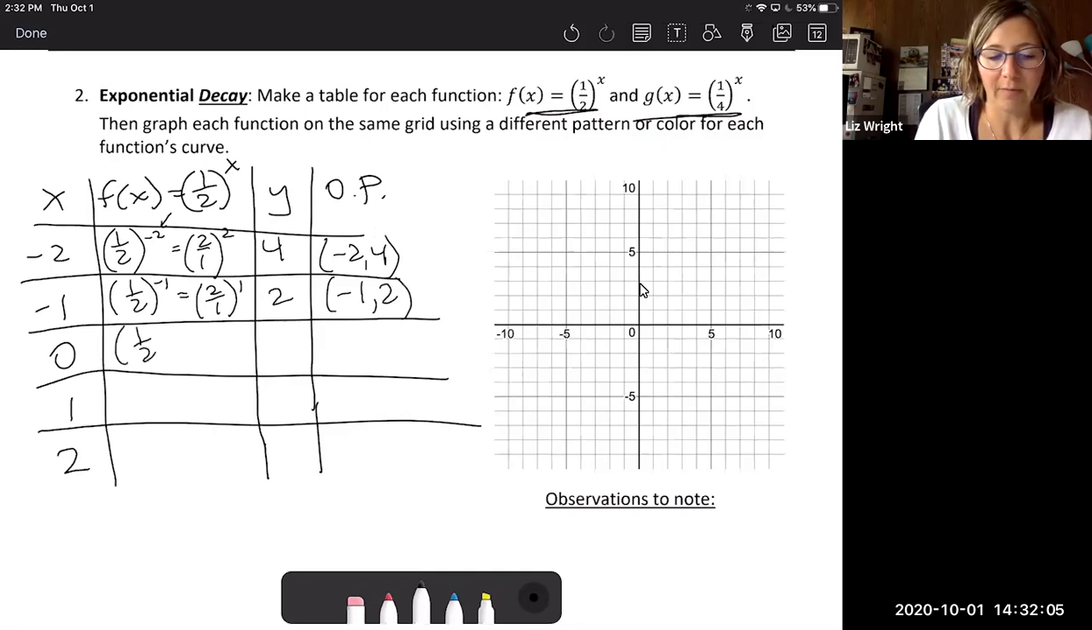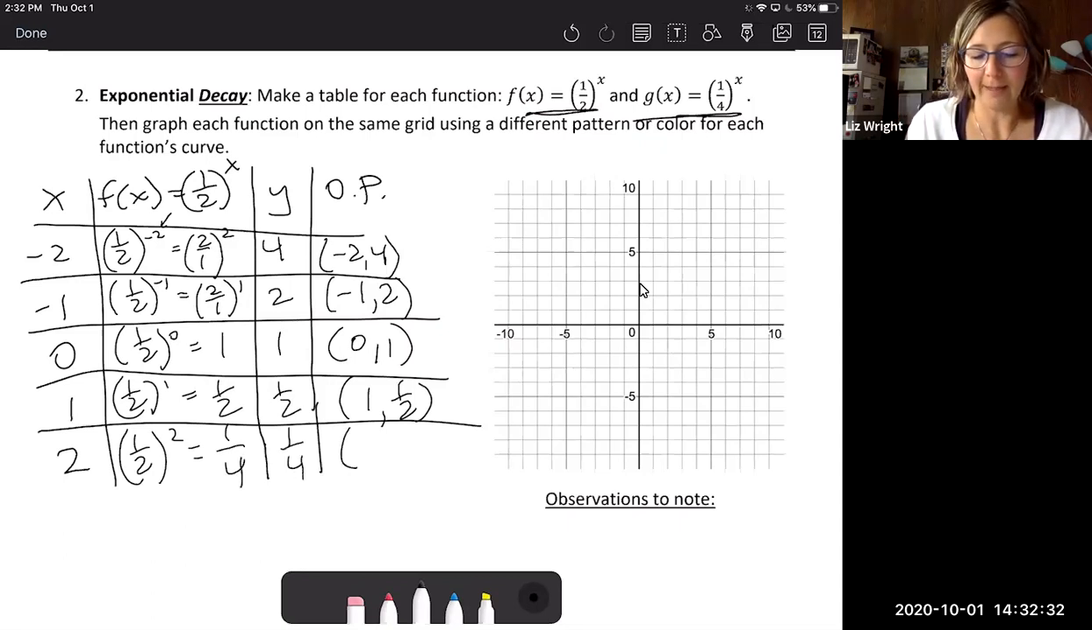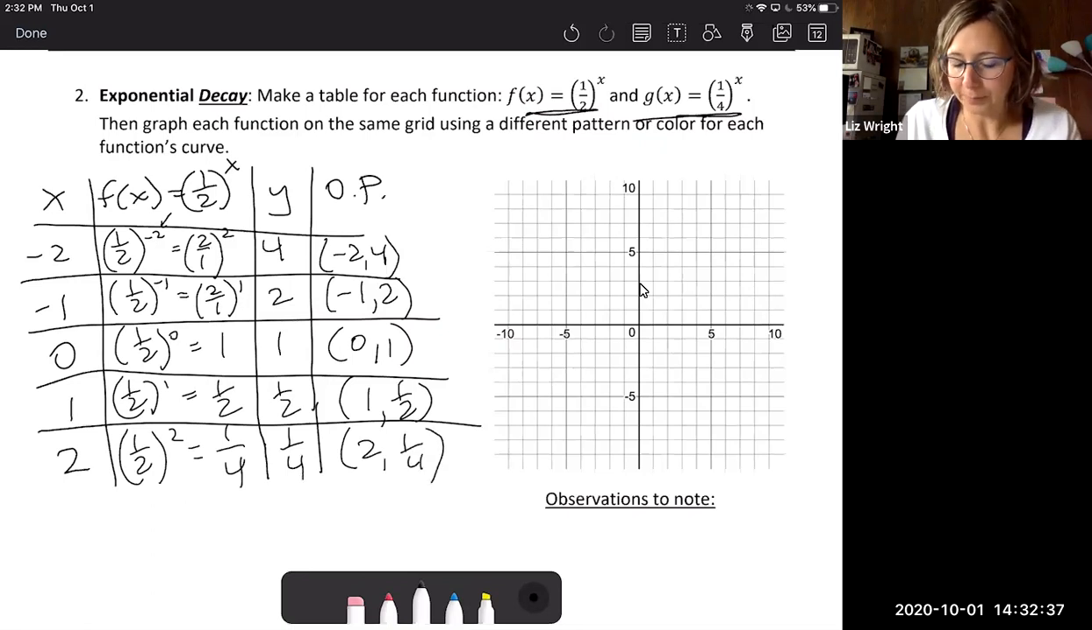And the next one, I'm going to have 1/2 raised to the 0, which gives me 1. So we're going to graph (0, 1). Then we have 1/2 raised to the first, which gives me 1/2. And so I'm going to get (1, 1/2). And then the last one, I'm raising 1/2 to the second power. That's going to be 1/4, because it's 1/2 times 1/2. And then I'm graphing the point (2, 1/4). So I'm going to go graph those.